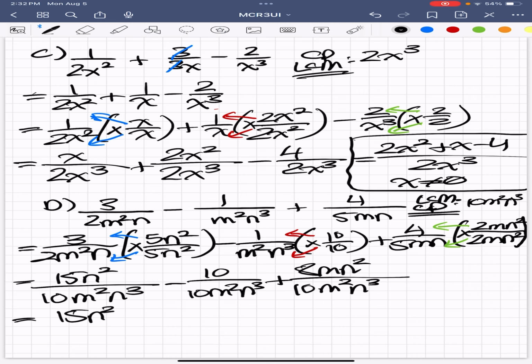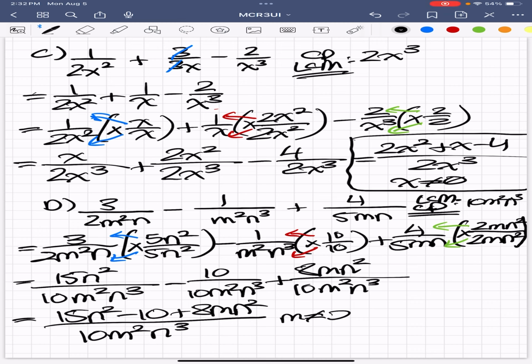15 n 2 minus 10 plus 8 m n 2 over 10 m 2 n 3. And then m cannot equal 0, and n cannot equal 0. Moving on.